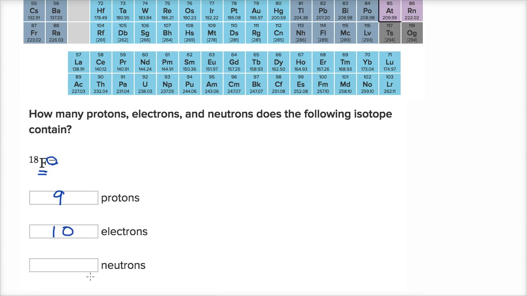And then finally, how many neutrons? Remember, the neutrons plus the protons add up to give us this mass number. So if you have 9 protons, how many neutrons do you have to add to that to get to 18? Well, you're going to have 9 neutrons. 9 plus 9 is 18.